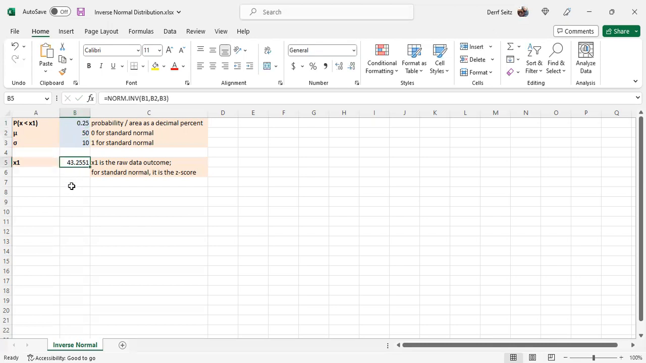The value that corresponds with that probability is 43.26 approximately. That is to the left of the mean, as would be expected here, to get a 25% probability, because we know the mean is at the 50% area location in a normal distribution.